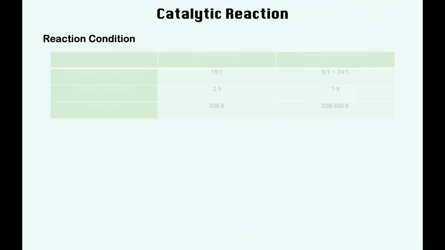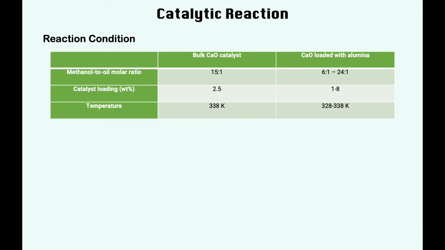Reaction conditions for this reaction depend on what catalyst is used. If bulk calcium oxide catalyst is used, the methanol to oil molar ratio is 15:1, and in the range of 6:1 to 24:1 if we use the calcium oxide loaded with alumina. Catalyst loading in weight percent for bulk calcium oxide is 2.5% and 1 to 8% for loaded calcium oxide.